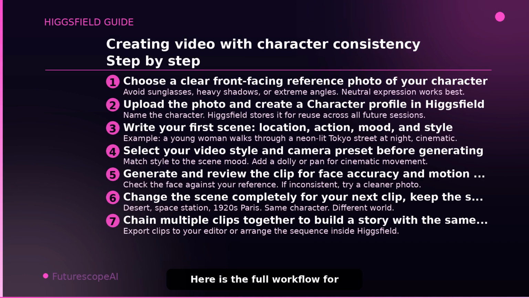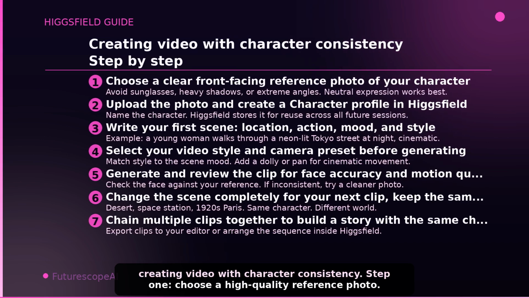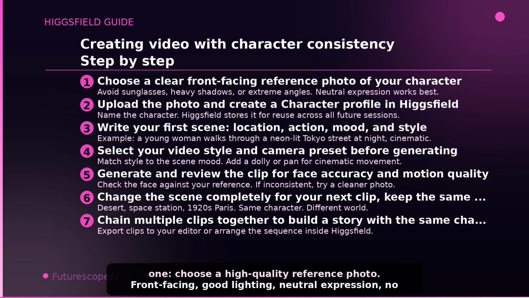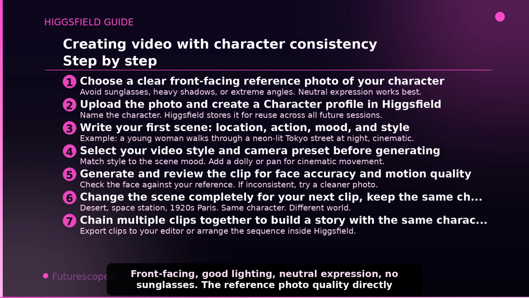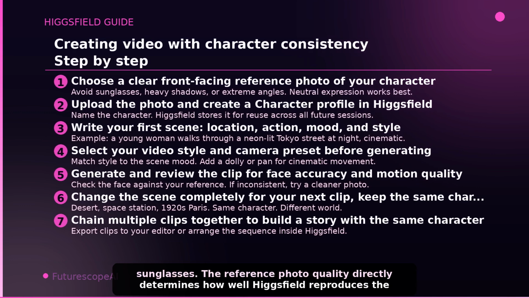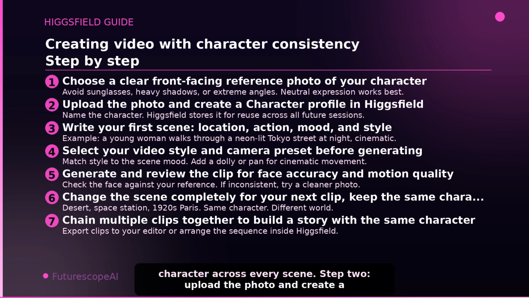Here is the full workflow for creating video with character consistency. Step 1. Choose a high-quality reference photo. Front-facing, good lighting, neutral expression, no sunglasses. The reference photo quality directly determines how well Higgsfield reproduces the character across every scene.